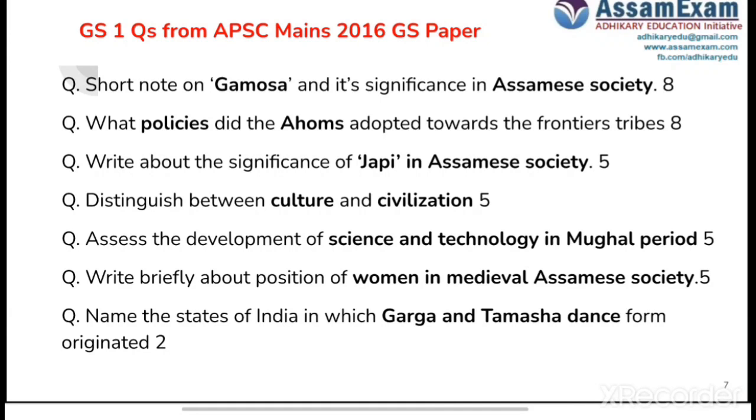Then the next question, write about the significance of Jappi in Assamese society. It is exactly like the Gamosa question. Next question is about culture and civilization, or distinguish between culture and civilization. Next, assess the development of science and technology in Mughal period.